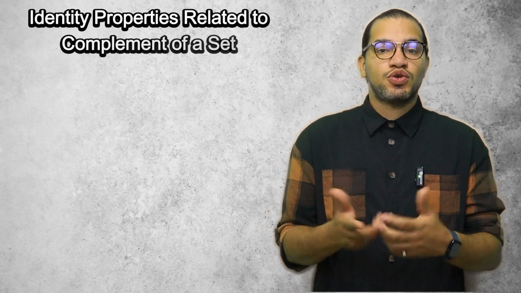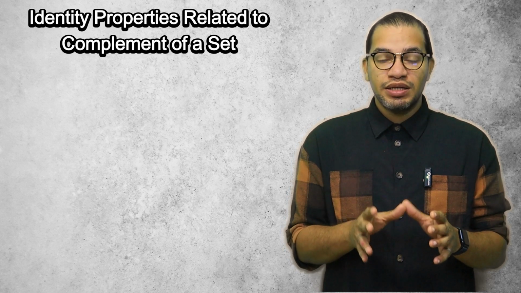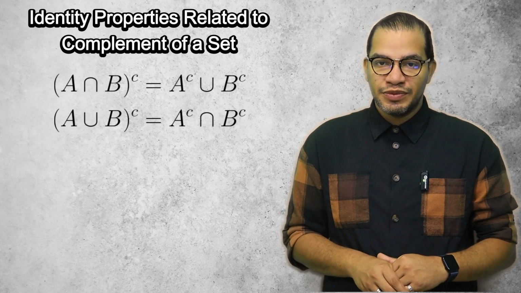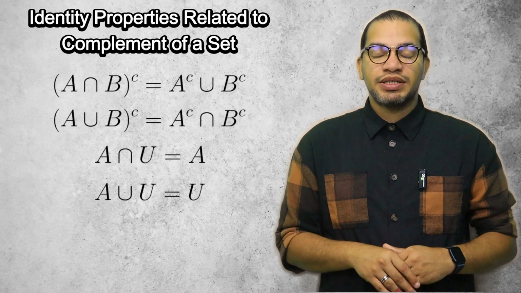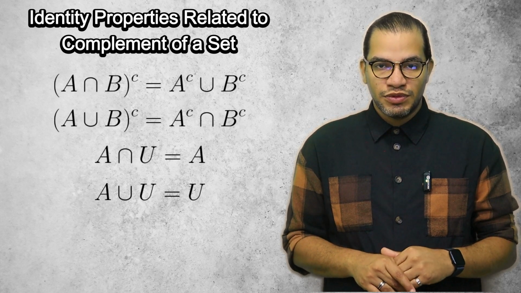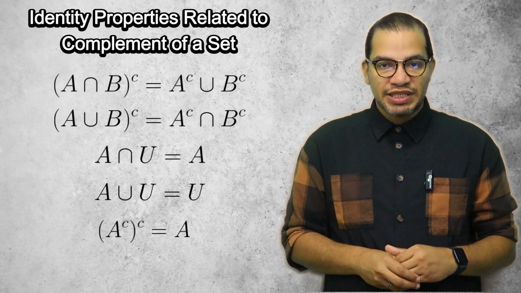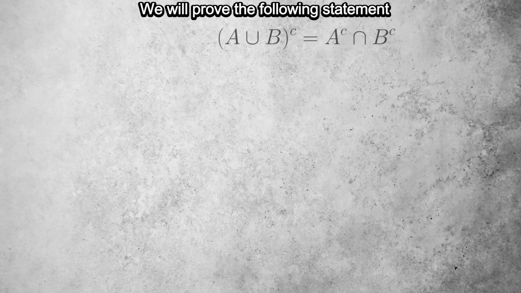Finally, we will introduce the most important properties related to complementation, meaning the De Morgan's property, the identity properties for complementation, and the double complementation property. Let us start by proving one of the De Morgan's properties, in this case related to union. We will leave the one related to intersection for the viewer.